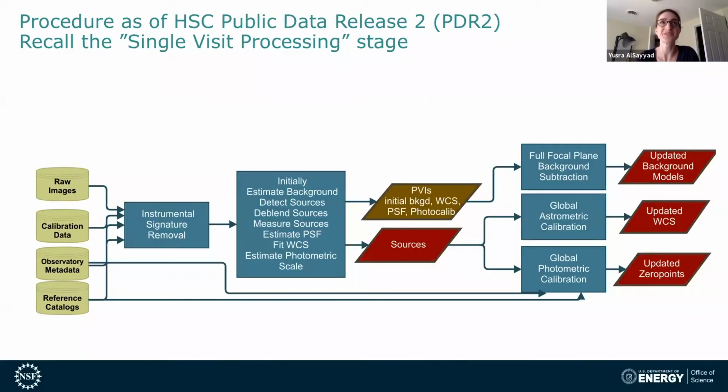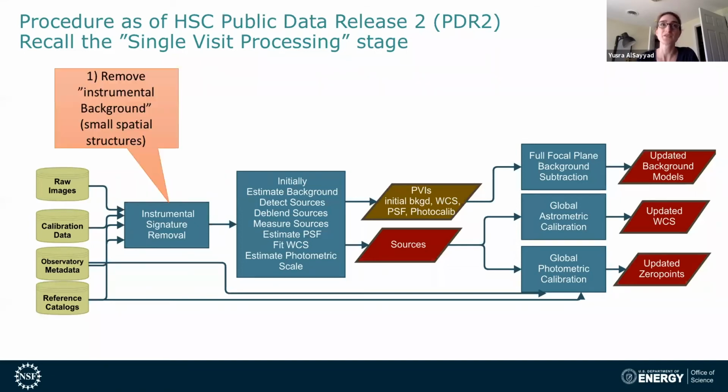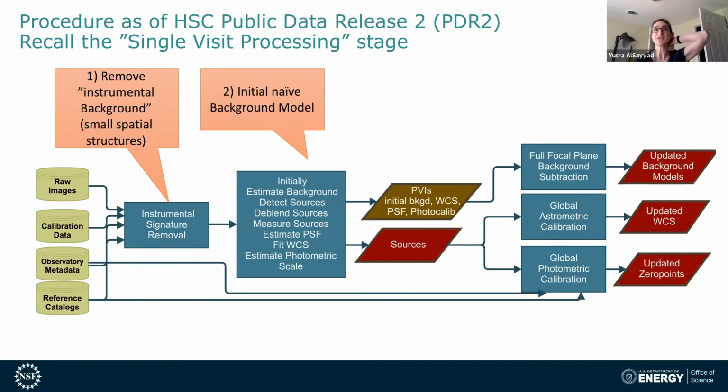Okay, recall from yesterday, this is our procedure of single visit processing. And I'm going to present the procedure for background estimation as of the HSC public data release 2. This is slightly different than what we do now, but only slightly. So the first step is to remove this instrumental background. The next step is to remove an initial naive background model.